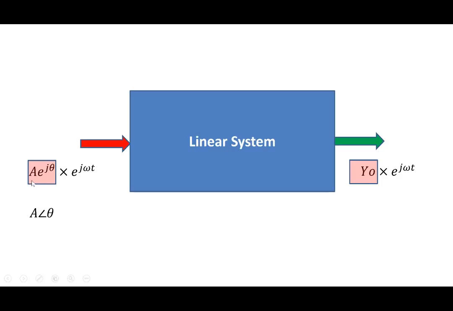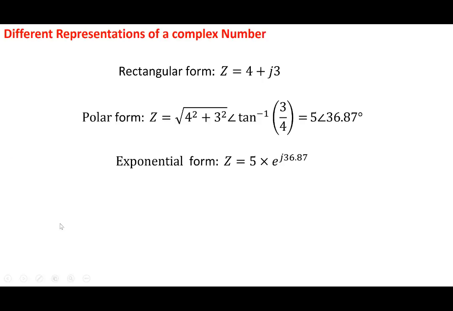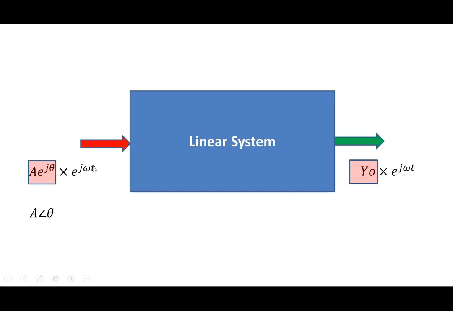And this a e to the power j theta is nothing but a complex variable. Sometimes we will write it like this. Sometimes we will write it as a angle theta, that you're familiar with, in a polar format here. Okay, so this brings us to complex numbers. It shows that the analysis of linear system is basically boiling down to, when I excite it by a complex variable here, a e to the power j theta, that's my input. And then the system will produce some output, which is also a complex variable here.